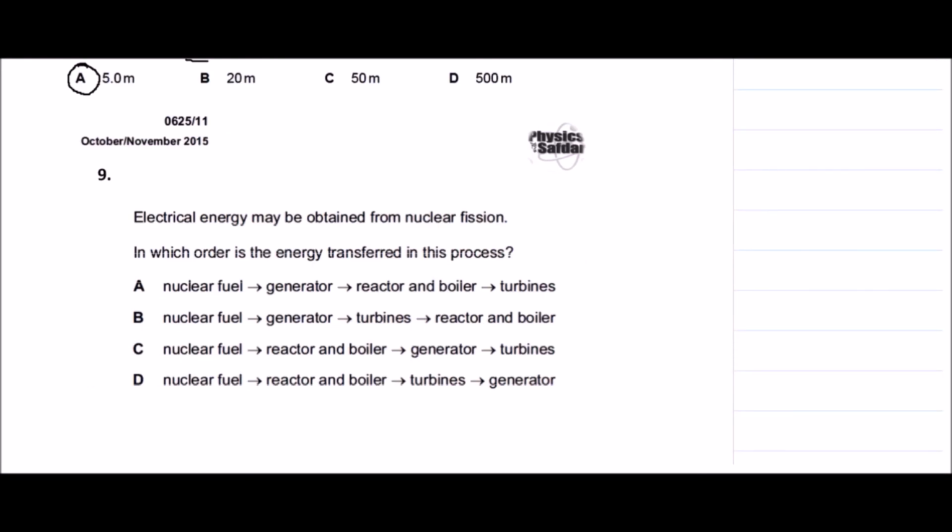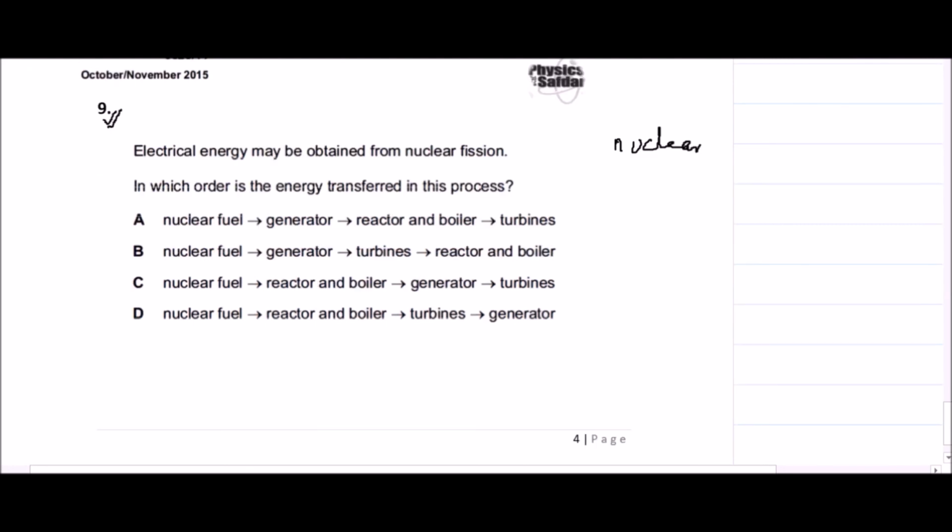This question is from the October-November 2015 series, question number 9. The question is: electrical energy may be obtained from nuclear fission. In which order is the energy transferred in this process? A nuclear reaction takes place in a nuclear reactor. As a result of this nuclear reaction, a big amount of heat is produced that is used in the boiler.